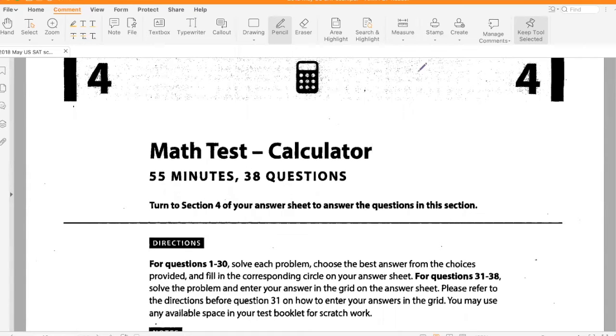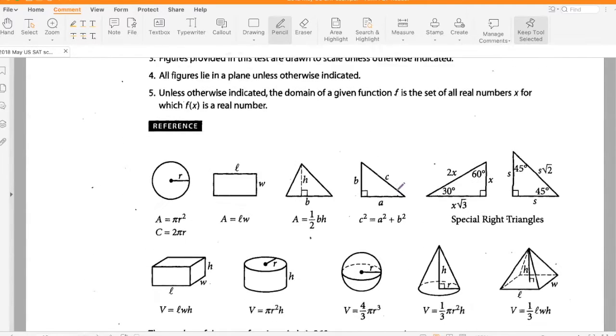In this video, we'll solve the math calculator section of the May 2018 US SAT. So let's begin.